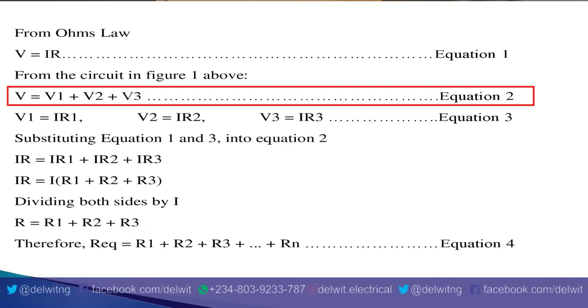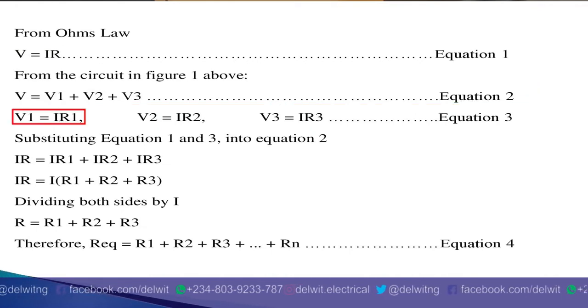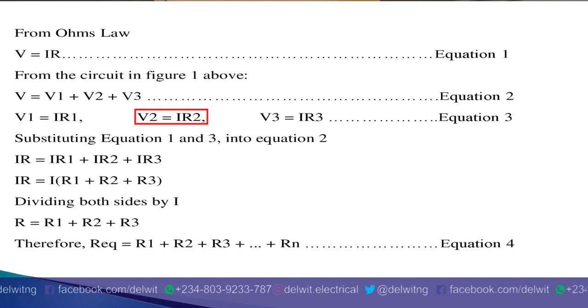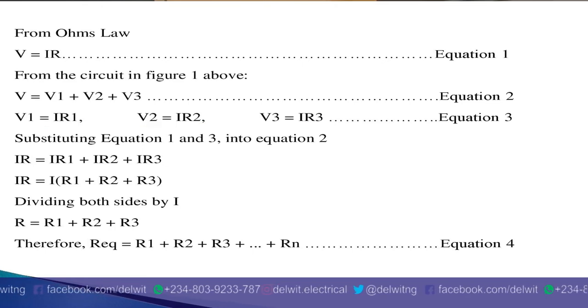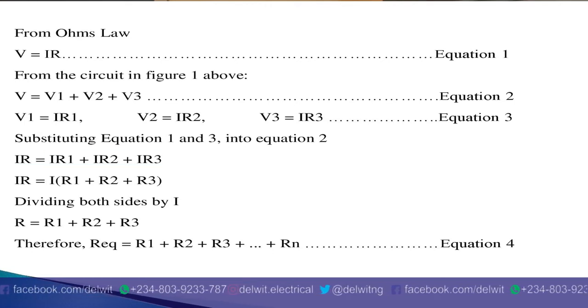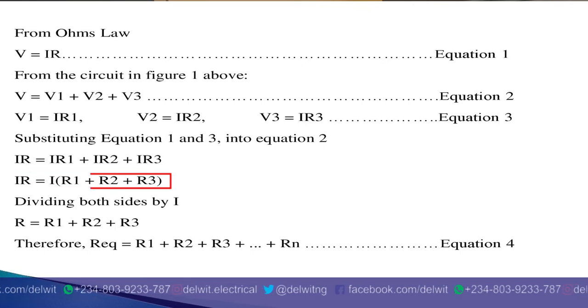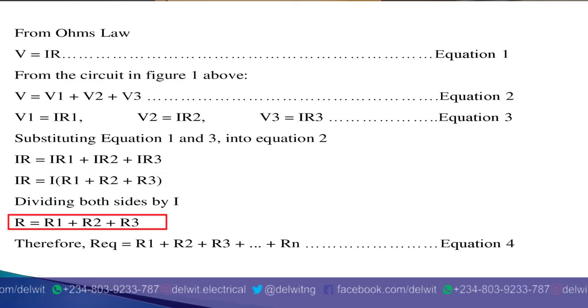From Ohm's law, we have V is equal to IR, which is this. IR is equal to, our V1 is IR1, our V2 is IR2, our V3 is IR3. So we have IR is equal to IR1 plus IR2 plus IR3. Then since the I's are common to all of them, we'll put them in brackets. So our IR will be equal to I in bracket R1 plus R2 plus R3. If we divide both sides by I, we have R is equal to R1 plus R2 plus R3.